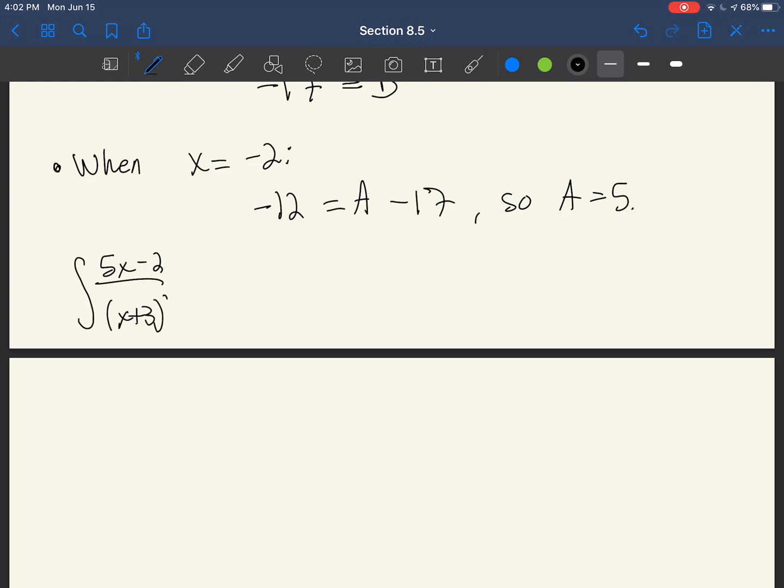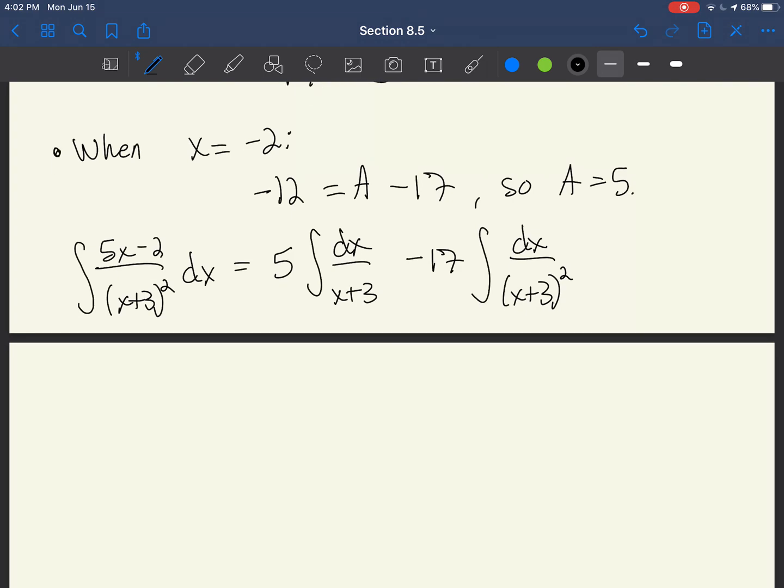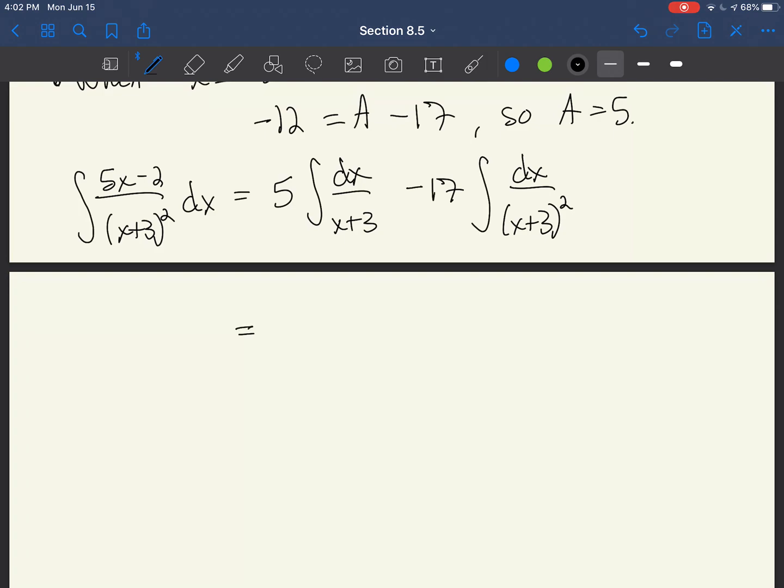So we have the integral of 5x minus 2 over x plus 3 quantity squared is 5 times the integral of 1 over x plus 3, minus 17 integral of 1 over x plus 3 squared. Notice I just threw a bunch of steps together. I just used the linearity of the integral and pulled out the constants. See the previous example if you would like more details.